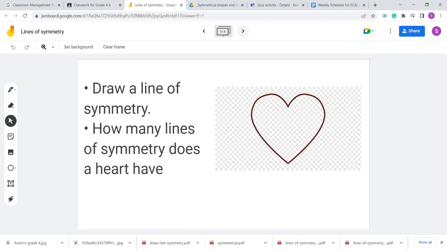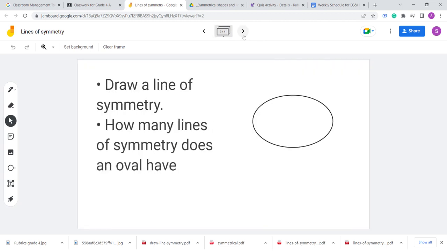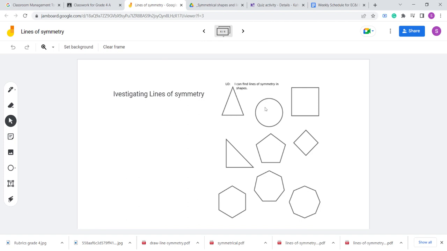I put four pictures in the Jamboard. For example, one is the heart. In this shape they can draw a line of symmetry, and they can also tell me how many lines of symmetry the heart has. And here is the picture of an oval, and this is the small activity in which students have to draw the line of symmetry. And there are nine shapes, so they can draw a line of symmetry in those shapes.